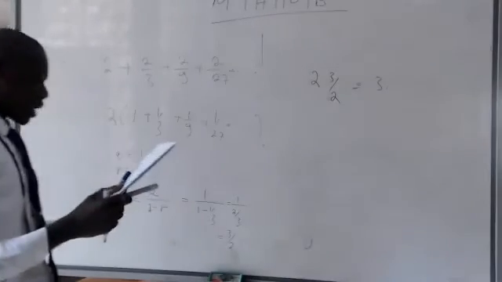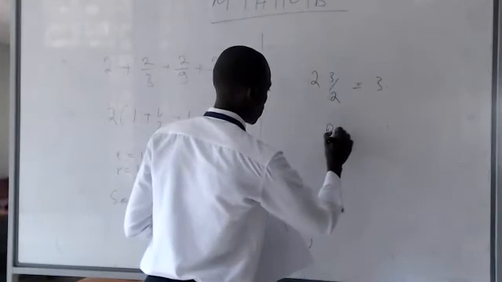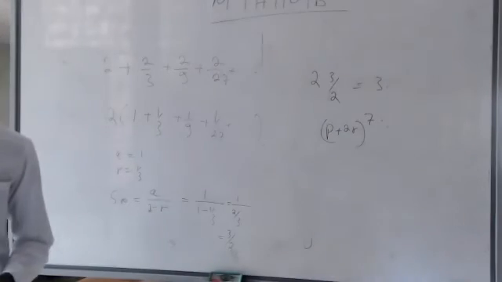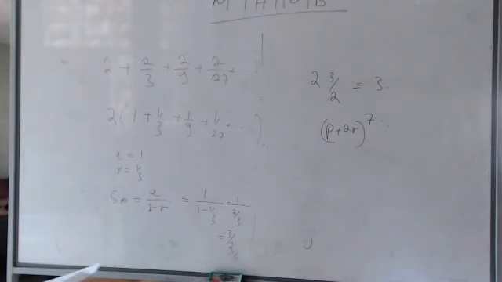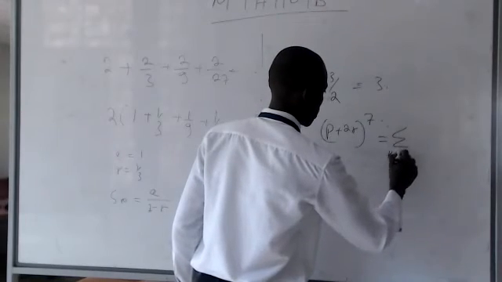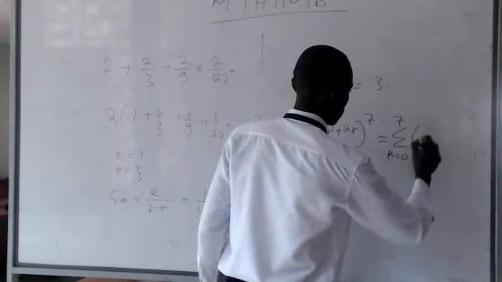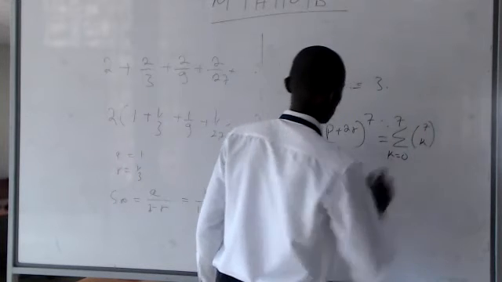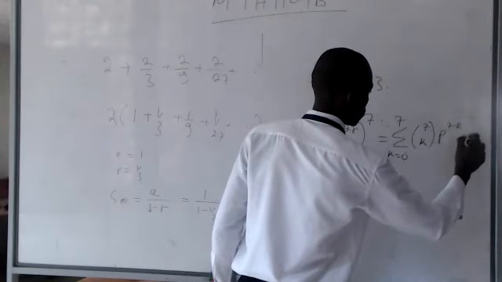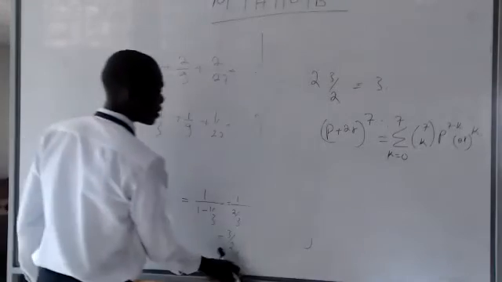Use binomial theorem to expand. We need to expand p plus 2r to the 7th. What does the binomial theorem tell us? That this expansion should be the summation from k equals 0 to 7 of 7 combination k, taking p to the 7 minus k, and 2r to the k. Okay, this is what the binomial theorem tells us.